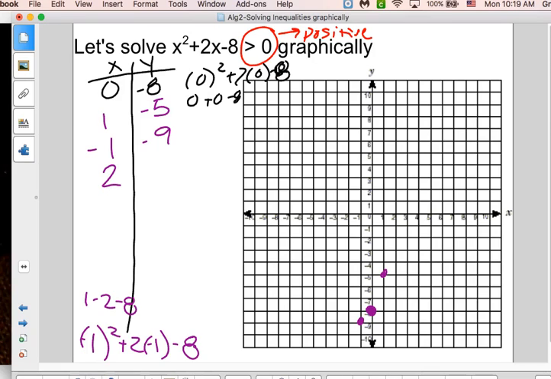Agree, disagree, 0. So what would be the next number to plug in? Negative 2.